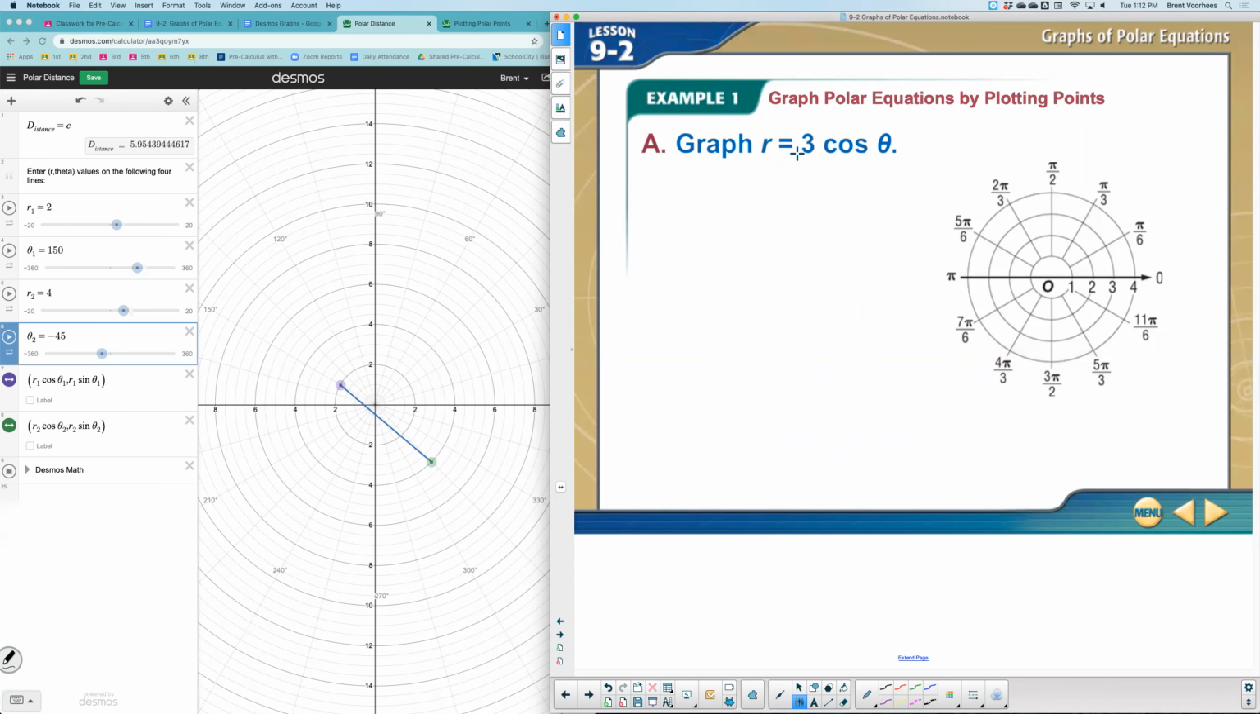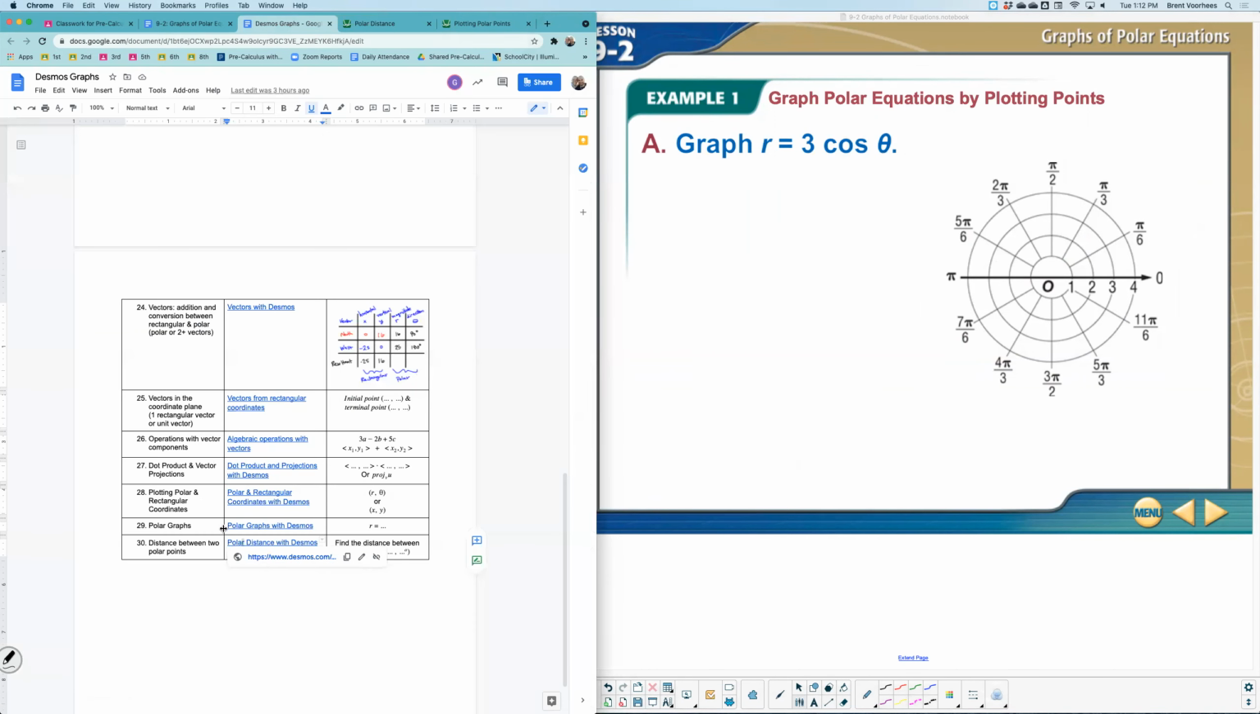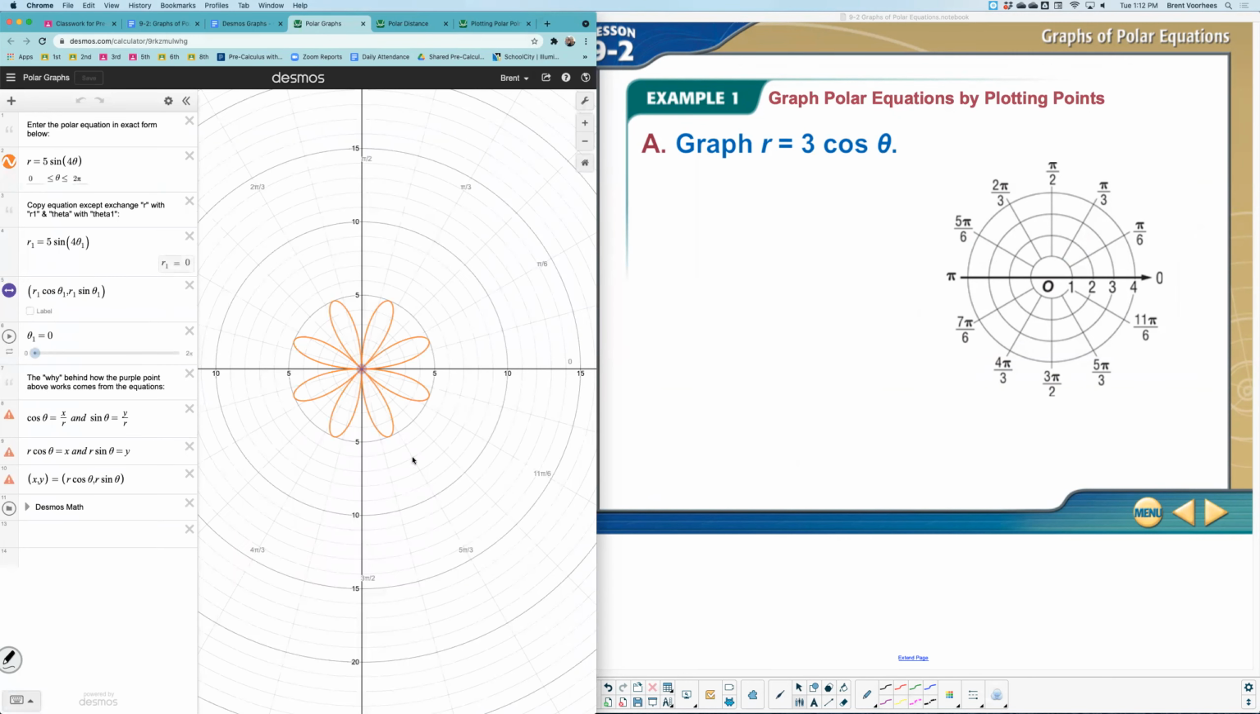So here, this first one says graph r equals 3 cosine theta. Now I have a calculator for you. I know this is a very basic equation, but I still created a calculator because it's going to help us as things get more complex. So it's calculator 29 here. Mine's starting off as a rose, and I'm going to graph this. It says r equals 3 cosine of theta.